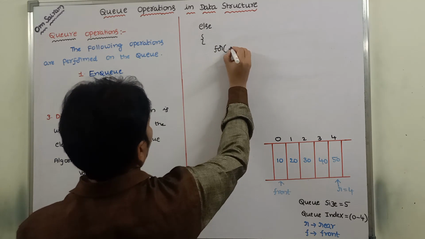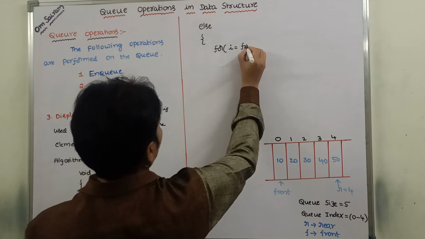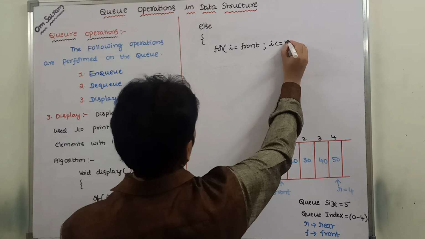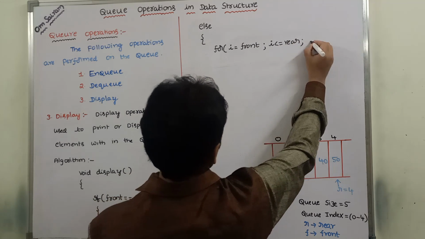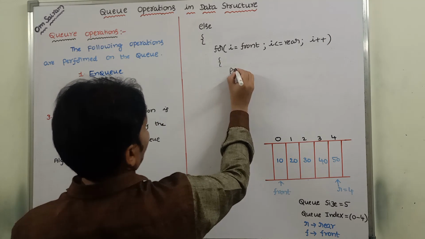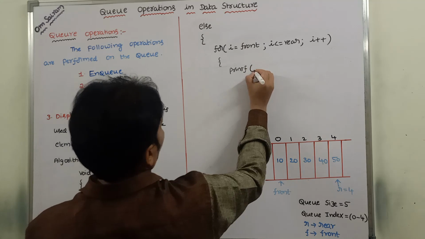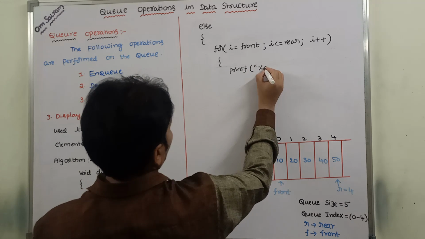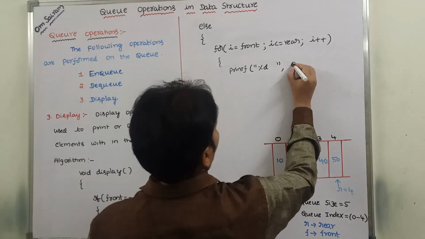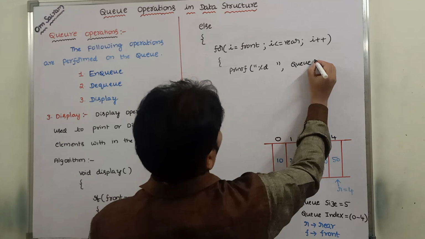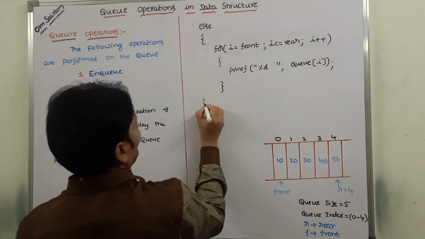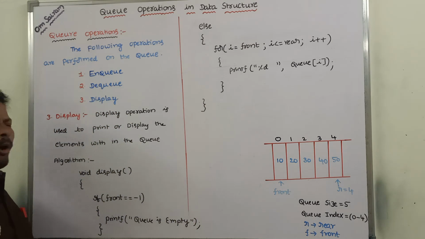For i is equal to front semicolon, i less than or equal to rear semicolon, i plus plus. So printf %d, here we are giving one space, queue of i. So this is the code for display operation.